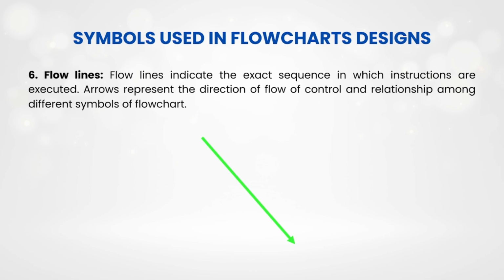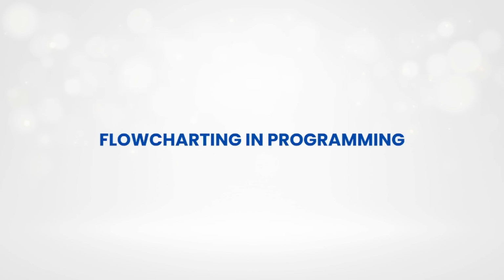Finally, we have the flow lines. These are shown with arrows. They indicate the exact sequence in which instructions are carried out. The arrows also show the direction of control and the connection between different symbols in the flowchart. Next, flowcharting in programming is the practice of using flowcharts to plan and design solutions before writing code. It helps programmers visualize the logic, organize a sequence of steps, and clearly communicate how the program should work.